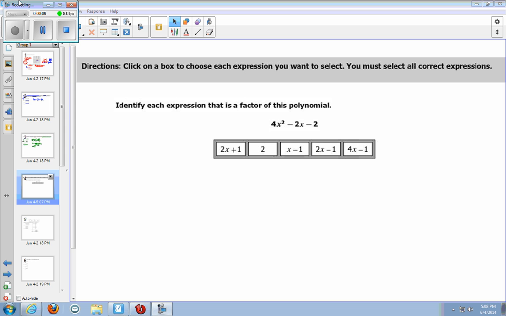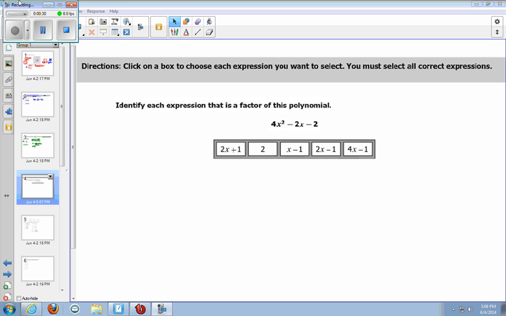We are going through the Algebra 1 SOL released from 2014, question by question. We are on question number 4. The directions here say to click on a box to choose each expression you want to select. You must select all correct expressions. So this is what we call a TEI item because it's technology enhanced. It's not a multiple choice item.